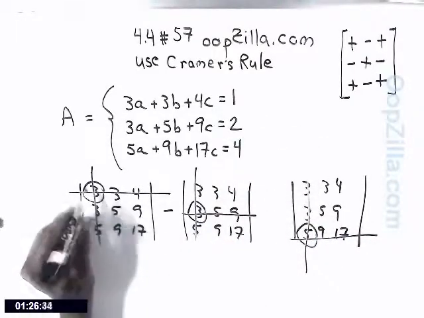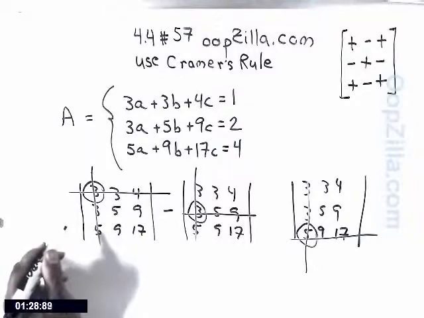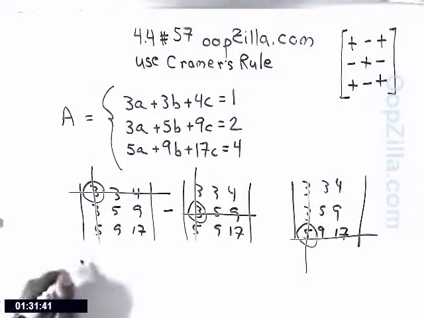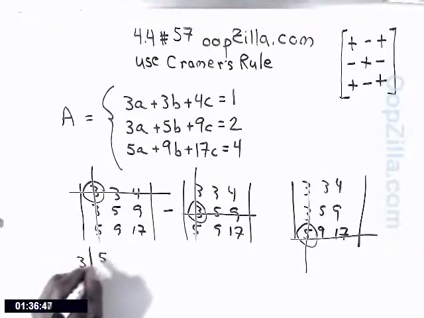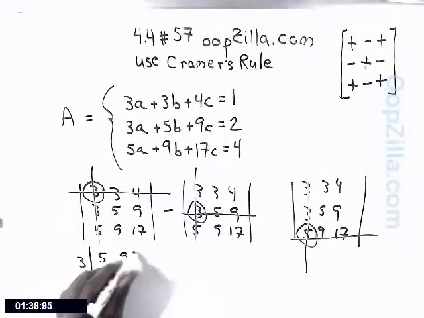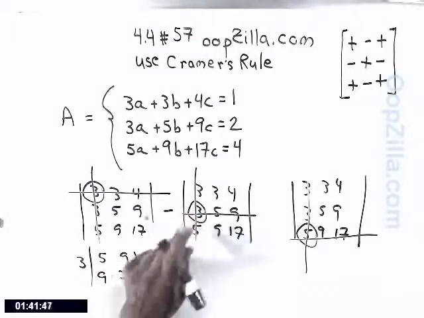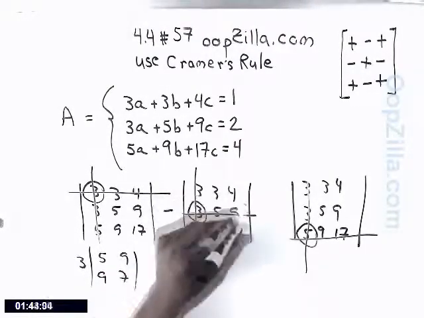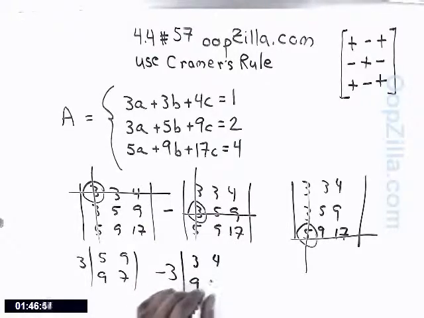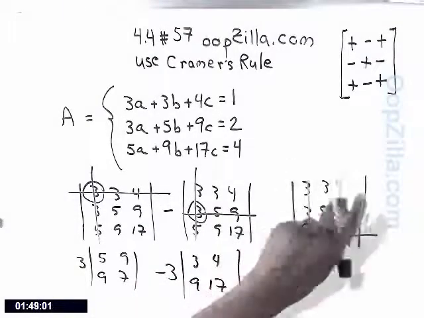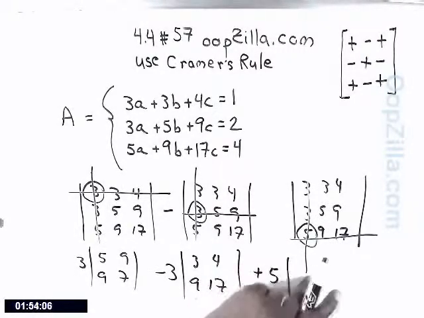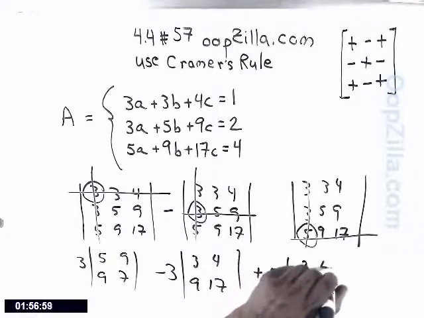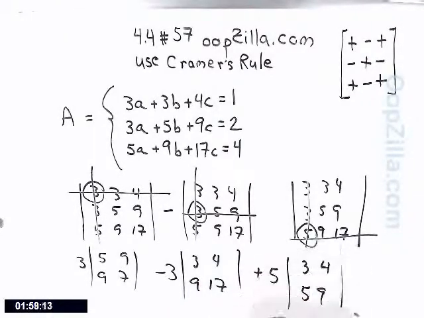Okay, now I can take the 3 that's circled, and let me do that one right there. Yes, it's going to be 3, and then I can take the 5, 9, and the 9 and 17. And then I have a minus on the 3 right here, and then I'm going to have 3, 4, 9, and 17. And then I'm going to take this last one right here, and I'm going to have a 5 plus a 5, move this out the way. It's going to be 3, 4, 5, and 9. And let me check my notes. Absolutely correct.